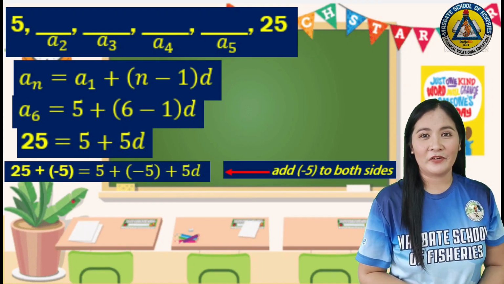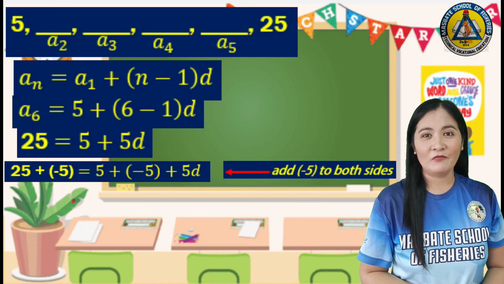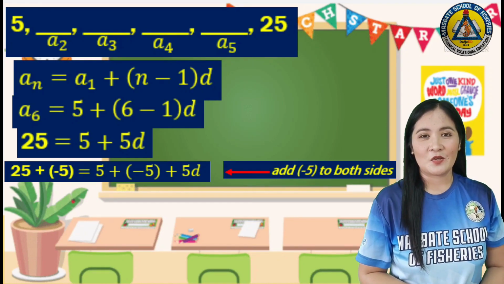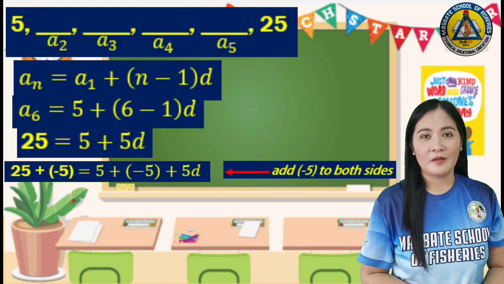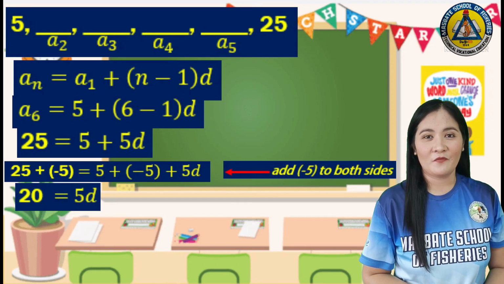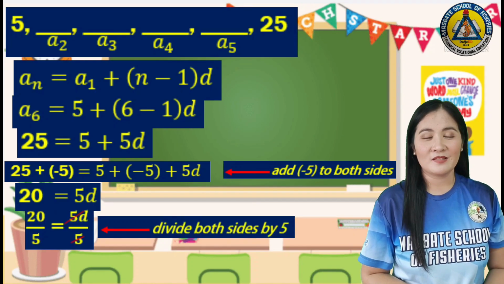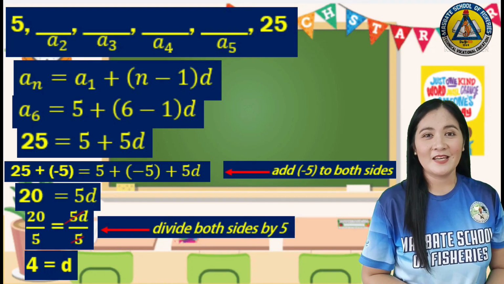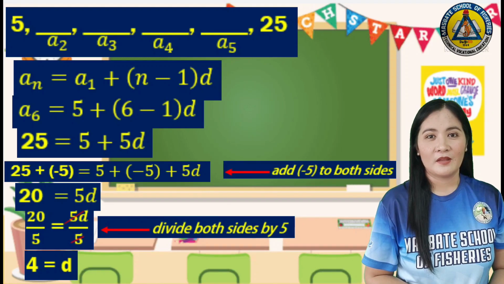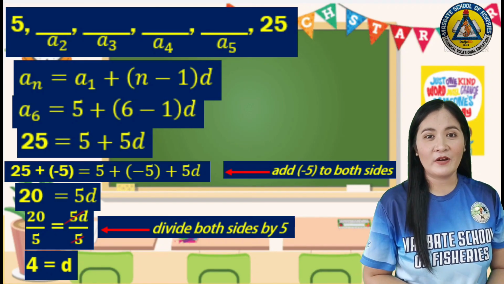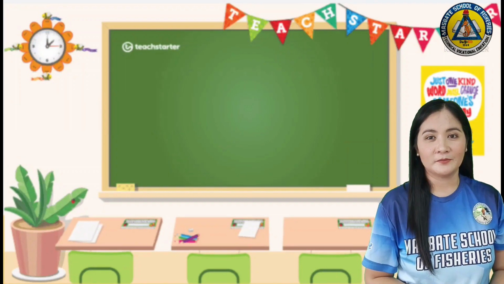Add the additive inverse of 5, which is negative 5, to both sides. So we have 25 plus negative 5 equals 5 plus negative 5 plus 5d. We obtain 20 equals 5d. Divide both sides by 5, d is equal to 4. Therefore, the common difference is equal to 4.